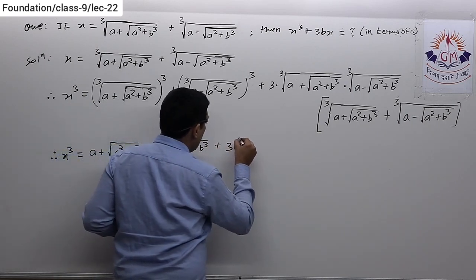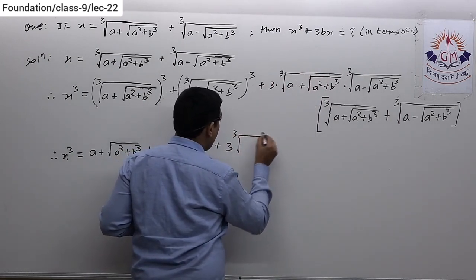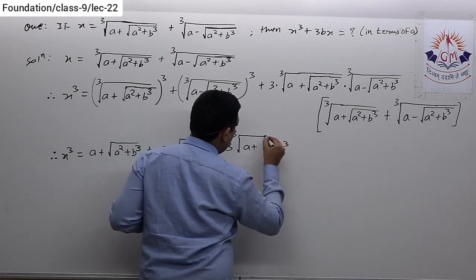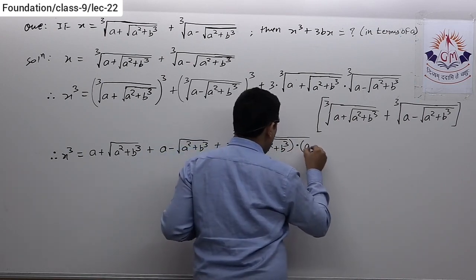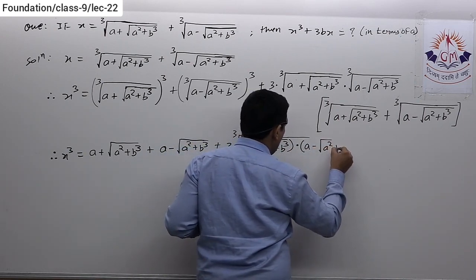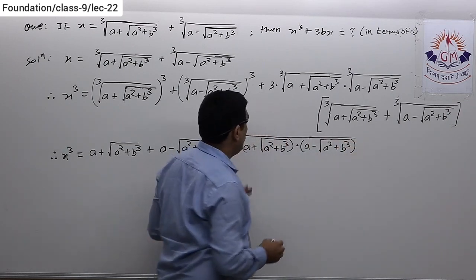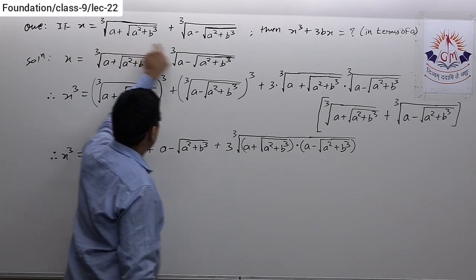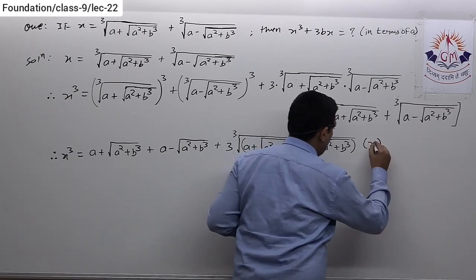Now these two terms have the same exponent, so I am writing them together in this way. A plus square root of a square plus b cube multiplied by a minus square root of a square plus b cube, in this way. Okay, cube root. Now if you observe carefully, this is the same expression which is given. This is the value of x. So this is x only, so here I am keeping it x again.